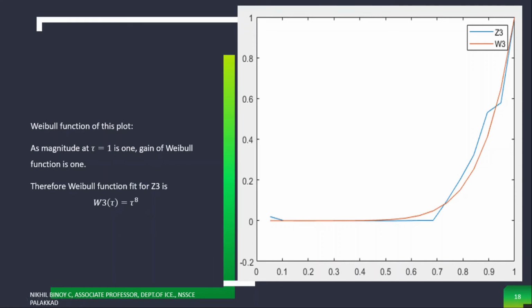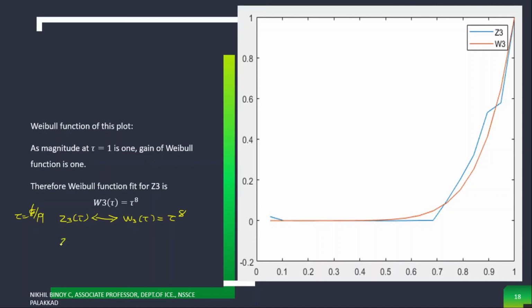Okay, so now what are we going to do? Please note, W3 is a good fit of Z3. Actually, we have Z3 of tau, and in order to represent that Z3 of tau, that blue colored one, where magnitude and time are both normalized, we use the function W3 of tau, that is equal to tau raised to 8. Now we are going back to Z3. Actually, how did we get Z3 of tau? By substituting tau equal to t by 19.